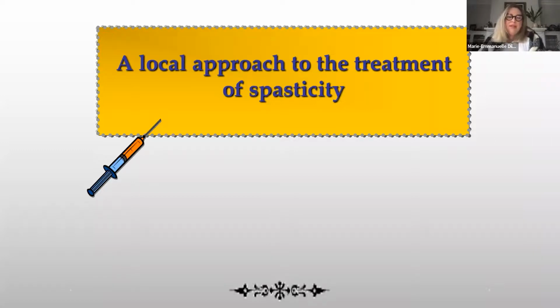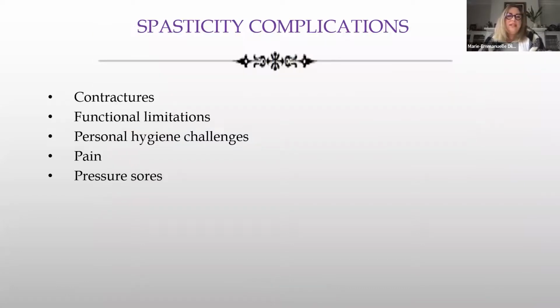The other thing we can do is a local approach to the treatment of spasticity, so mainly with injections to go for the muscle or the limb that's showing the most increased tone. It's more local, so there are much fewer generalized side effects.